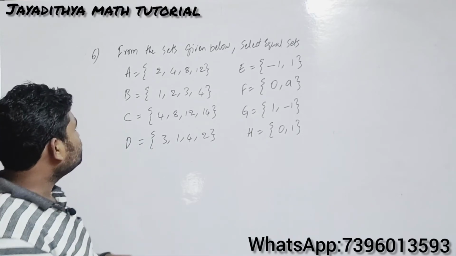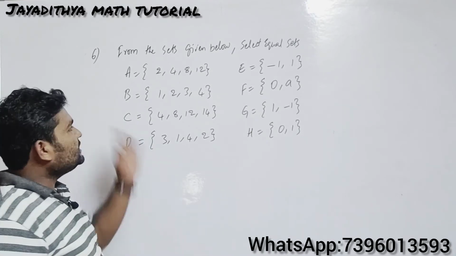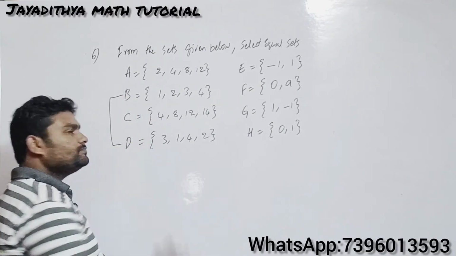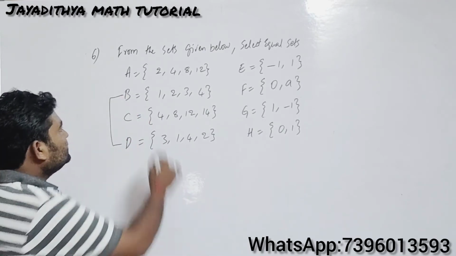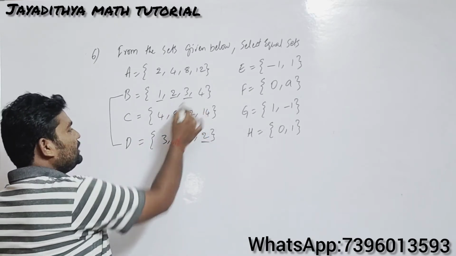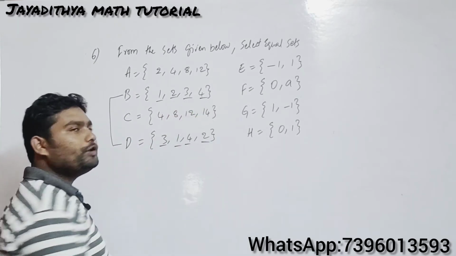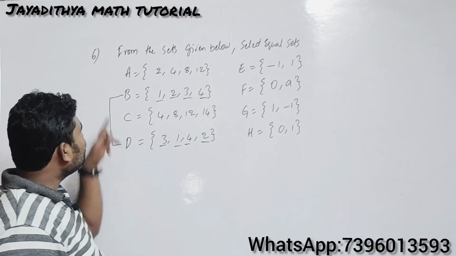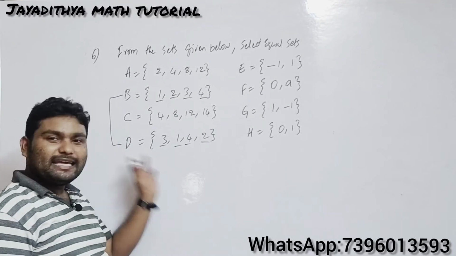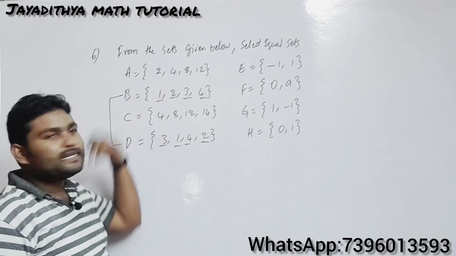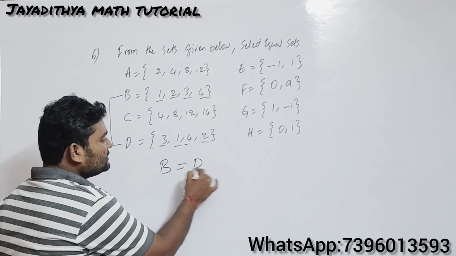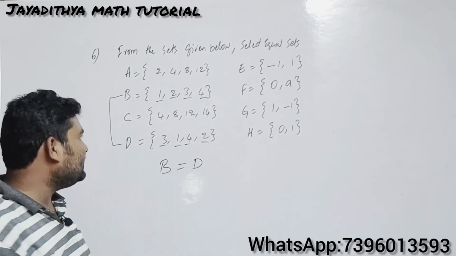That's all. So see here, just by looking also you can easily say that if you observe B and D, now see here you have 1, 2, 3 in both the sets, and also you have 4 in both the sets. So what can you say here? Each and every element of B is present in D, and each and every element of D is present in set B. So you can say that B is equal to D. So B and D are equal sets.